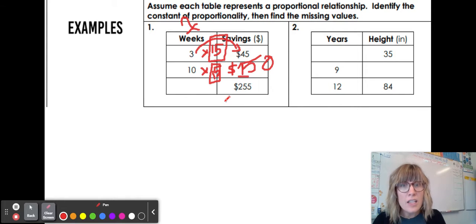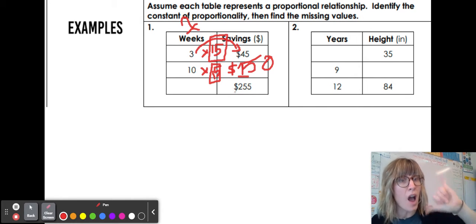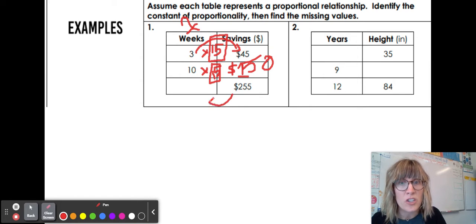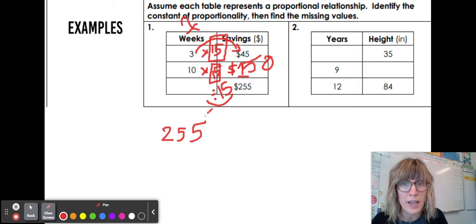All right. And then to work backwards, right? If we're given our savings, we can do the inverse operation. The opposite operation of multiplication is division. So since it's a constant rate, we're going to be dividing by the same thing, but we're just going to do the opposite operation. So 255 divided by 15 is what we're going to solve next.